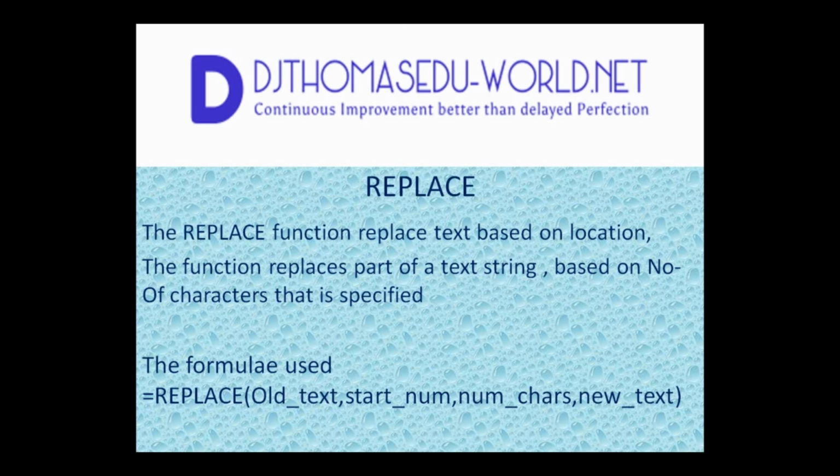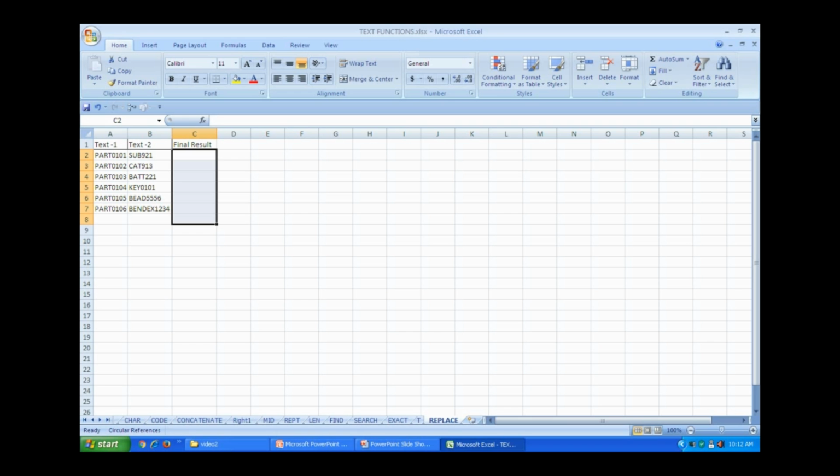The next Excel text function is REPLACE. The REPLACE function replaces the text based on location. The function replaces part of a text string based on the number of characters specified. The formula used is equals REPLACE, the old text, the start number, the number of characters to be taken off, and the new text. Let's see how it is done in Excel.